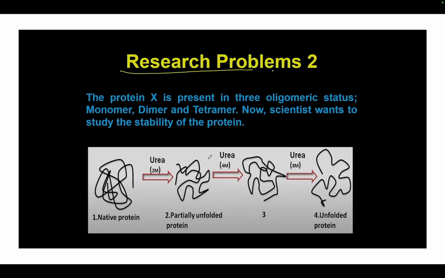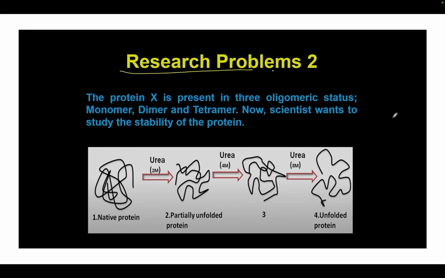So here we have some protein which can have many oligomers. There is some monomer, some dimer, and some tetramer. The scientist wants to study the stability of this protein. One way to study stability is to use a urea gradient, as is already shown here. As we increase the amount of urea, the protein starts to unfold, and obviously as it unfolds, it will also lose its oligomeric status, and we will see the monomer accumulating.